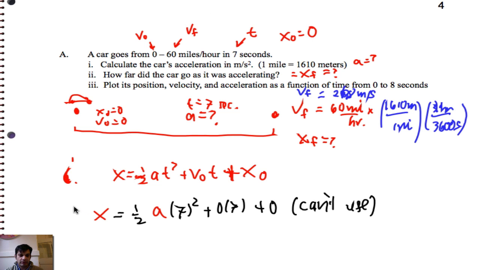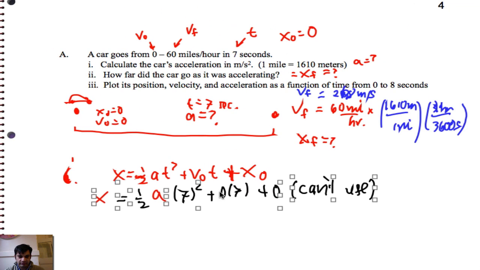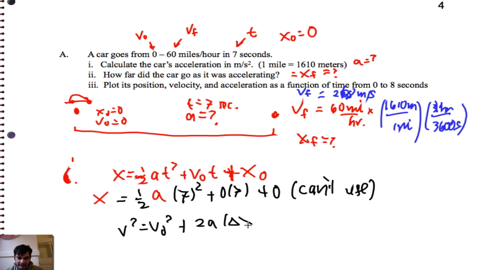So now let's go on, and what we'll do is take a look at the next equation. Now, the next equation is going to be v squared equals v naught squared plus 2a times delta x.